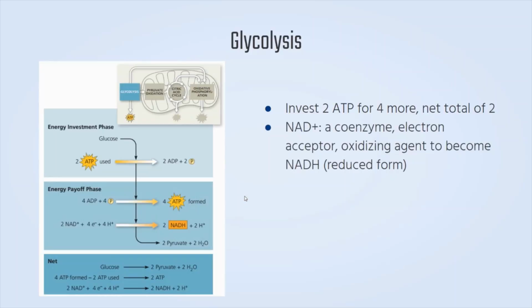And NAD plus is a coenzyme, and it's also known as an electron acceptor, which means it will take an electron and act as an oxidizing agent to become NADH, which is the reduced form of NAD+, carrying an electron. And as a result, 2 water molecules are going to form as a byproduct in glycolysis.